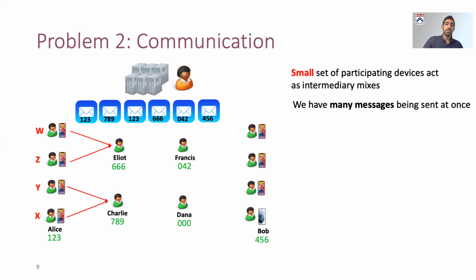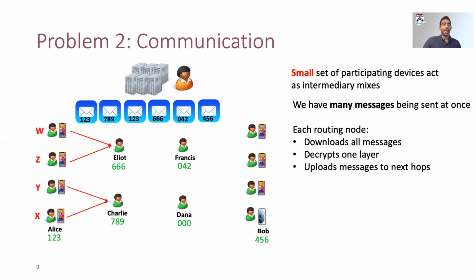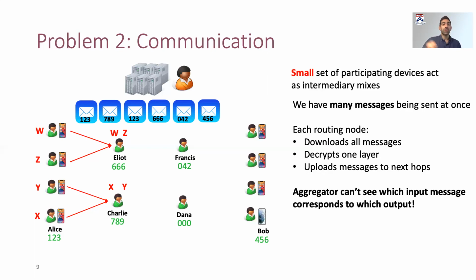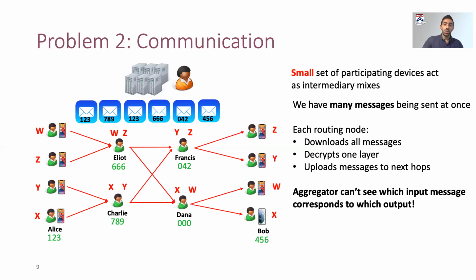What's going to happen is these messages are going to be sent, and each running node downloads their stack of messages, of which there will be many. They're going to decrypt 1 layer and upload their messages to the next hop. So in this, for example, Elliot and Charlie each have 2 messages. And importantly, when they're going to send these out, the aggregator can't see which input message corresponds to which output. In this case, these are the way that these were shuffled. And then this is going to continue until the destinations receive their messages.